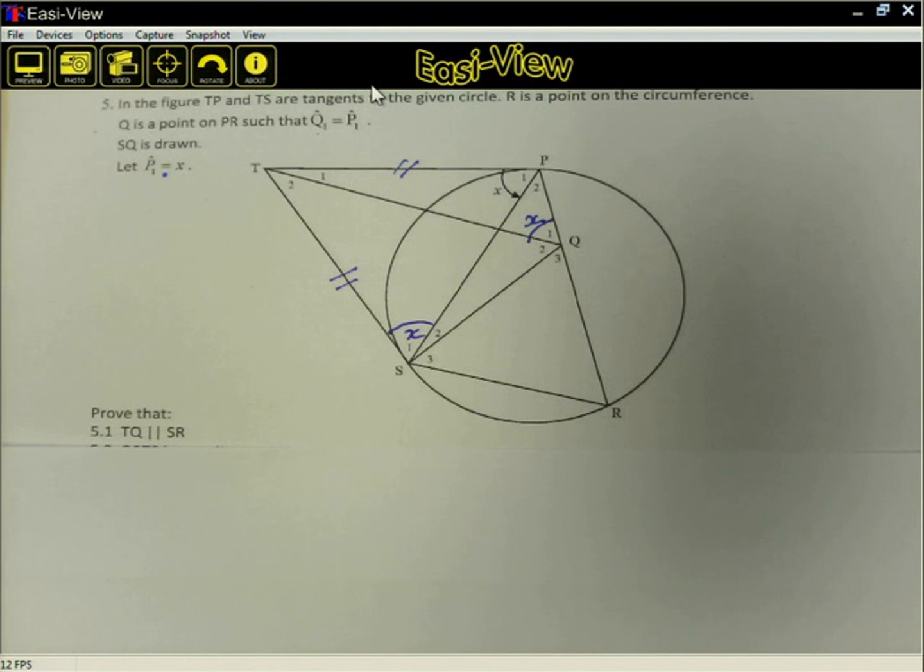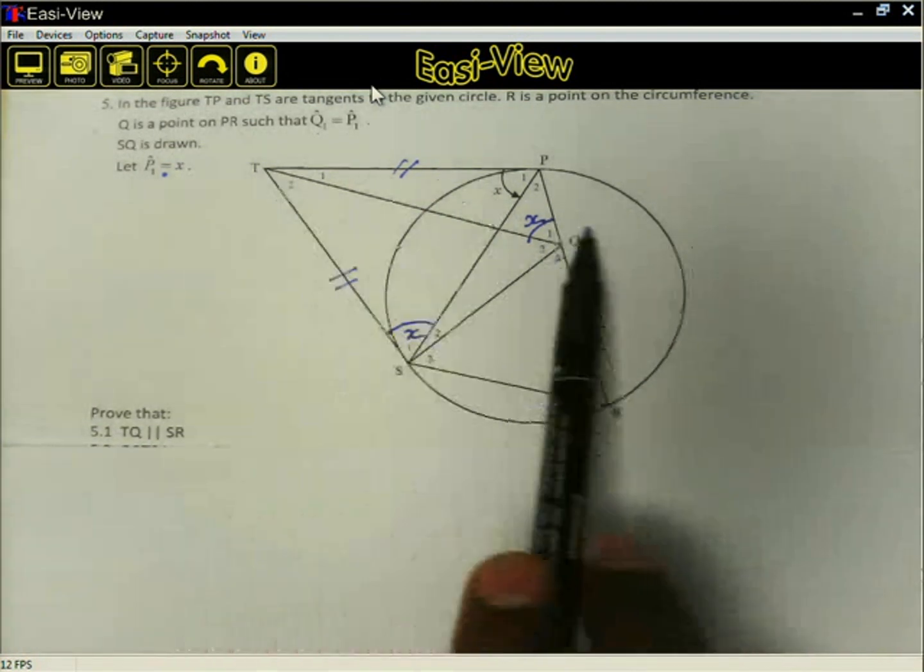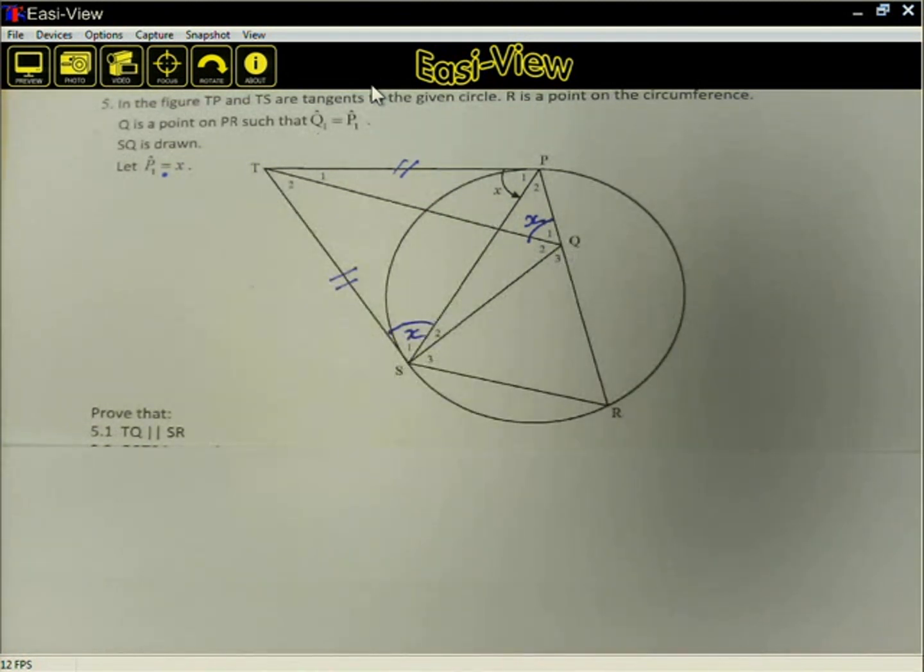Prove that TQ is parallel to SR. Ask yourself the question, when? When will TQ be parallel to SR? Once we've got two lines that are parallel to each other, we've got a number of theorems that we can apply. If alternating angles can be equal, which alternating angles are those?